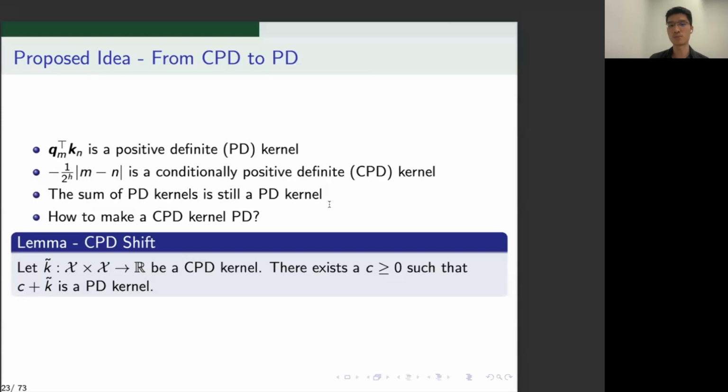Because the sum of two positive definite kernels is still a positive definite kernel, it provides us with a pretty nice framework to understand what ALiBi is doing. And maybe it will shed more light on generalizing ALiBi using some other kernel matrix designs.